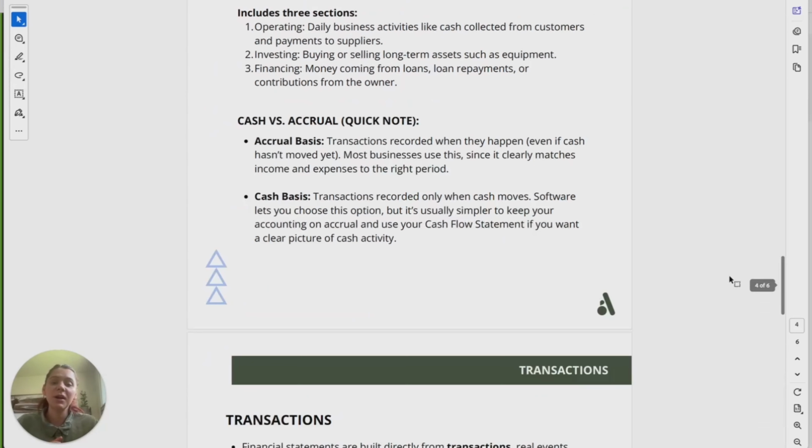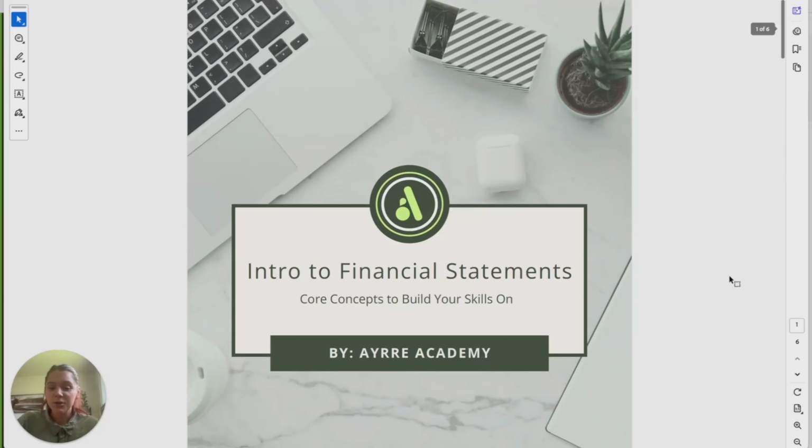So hopefully that helped break down a little bit of the basics of those first three types of financial statements and how they tie together. And we're just going to keep building.